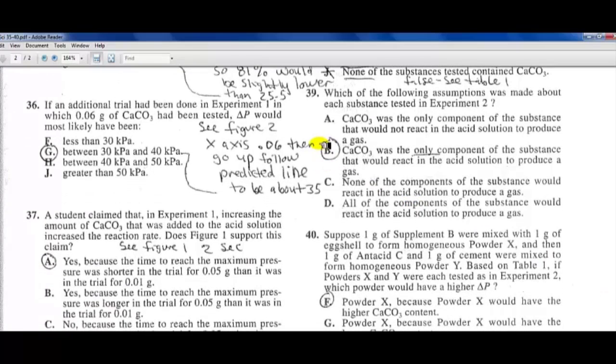It's a basic science concept. We're assuming nothing else is reacting in an acid to produce the gas because we are collecting the gas to see what the delta P value is.